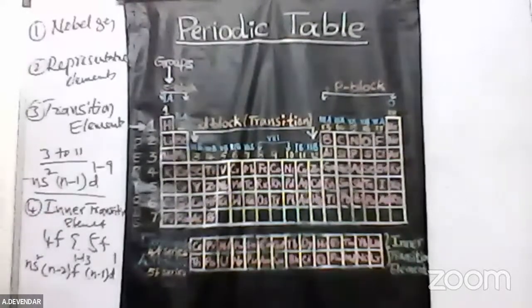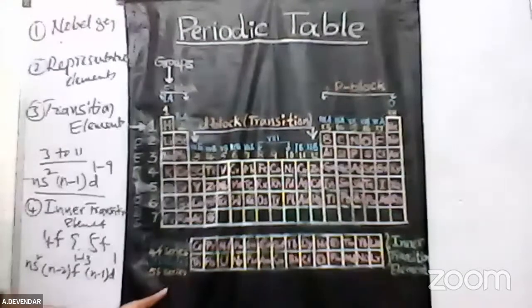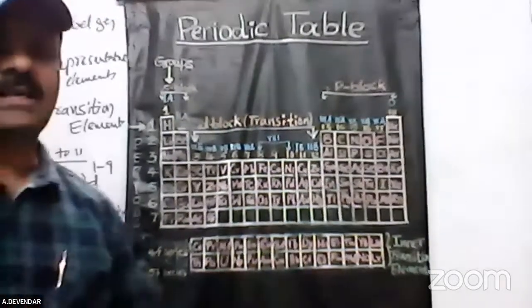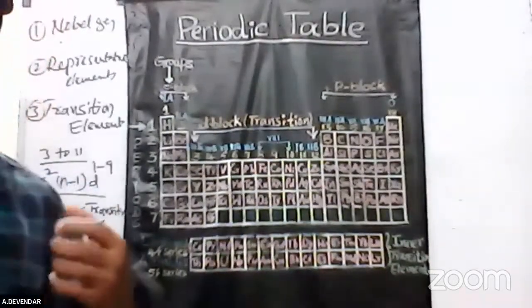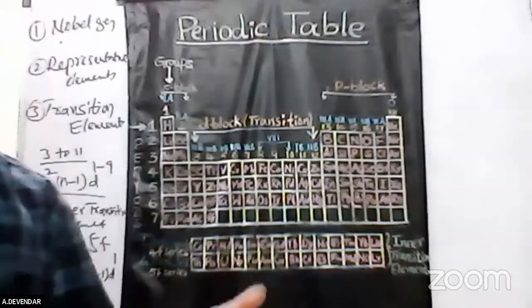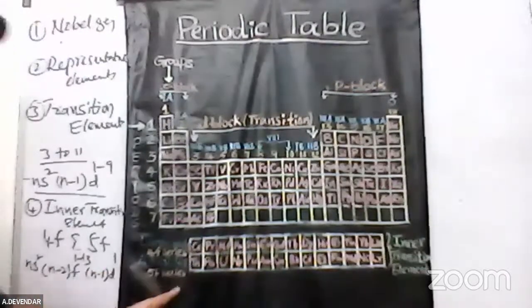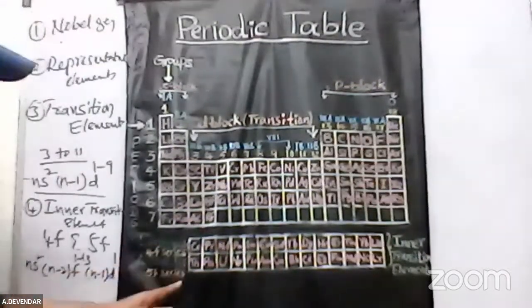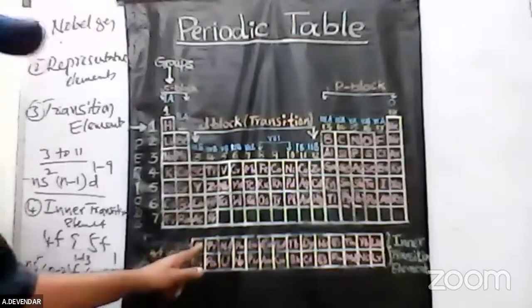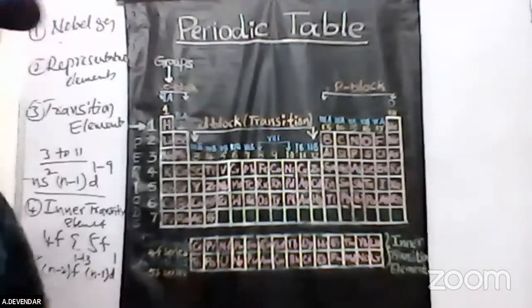Inner transition elements are also metals, particularly the 4f and 5f series, which are all radioactive elements. Radioactive element means spontaneous emission of alpha, beta, gamma rays. That is dangerous. The oxidation states are +3 and +4, and sometimes +5 also.